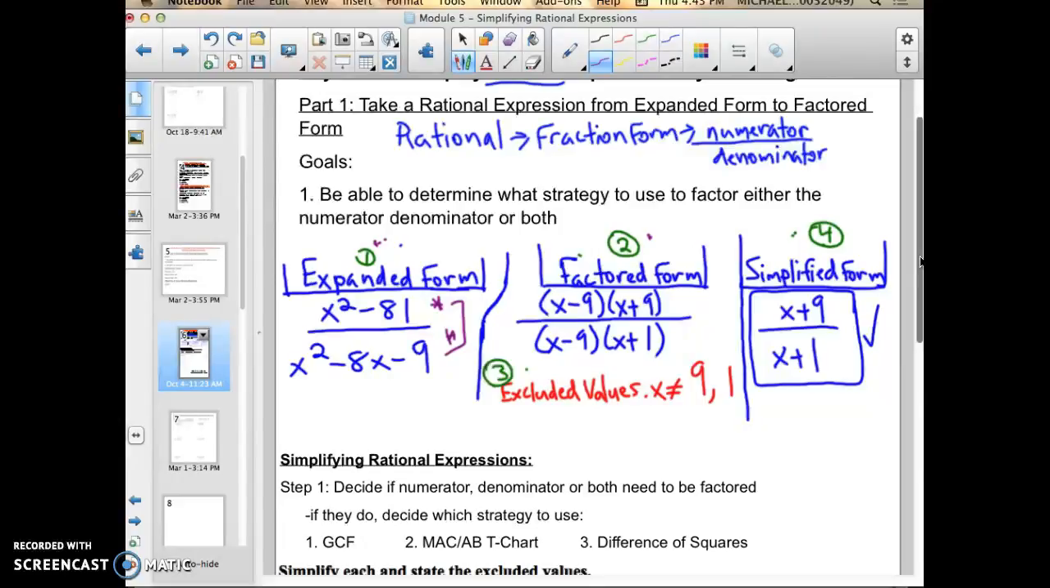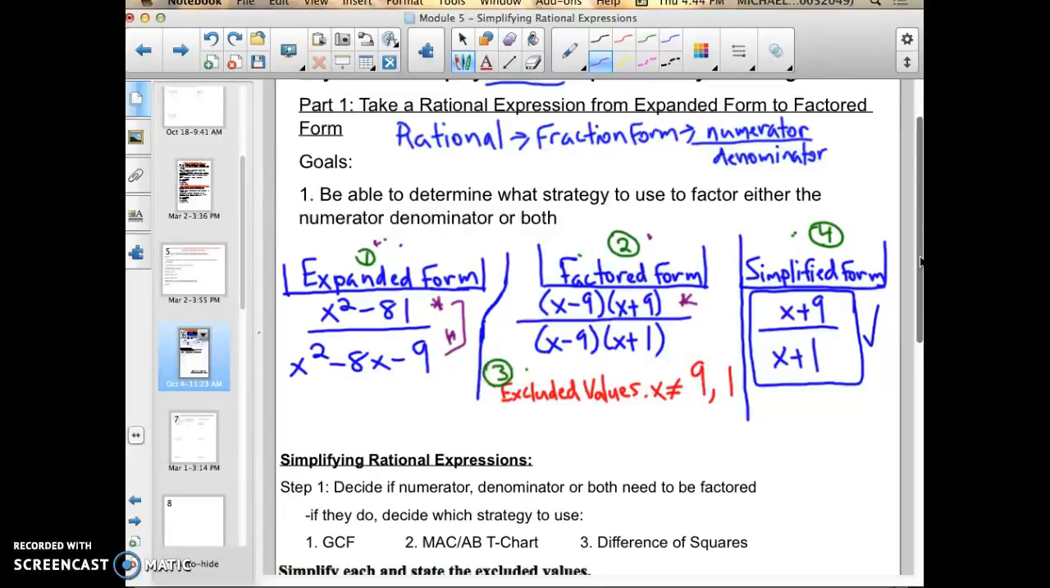So expanded form, I've given you an example. x squared minus 81 over x squared minus 8x minus 9. Your goal by the end of this video is to be able to take it to factored form, so something that looks like this. x minus 9 times x plus 9 over x minus 9 times x plus 1. So please reference this example that I've drawn up for you as you're working through these problems, because it'll help you check your work as you go.